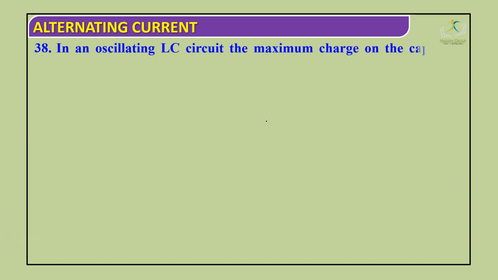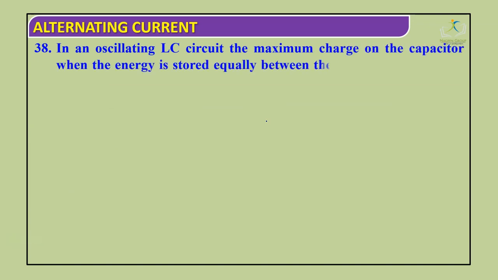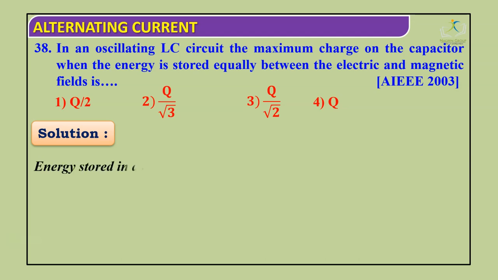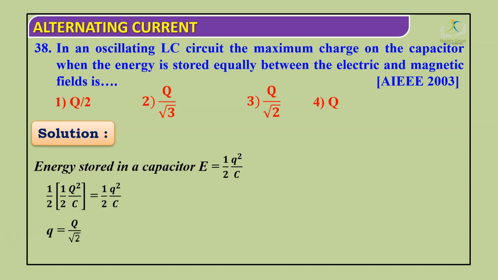Next, in an oscillating LC circuit, the charge on the capacitor when energy is stored equally between the electric and magnetic field is Q by root 3, Q by root 2, or Q. Solution: the energy stored in the capacitor is E equal to half Q square by C. So half q square by C is equal to half of half Q square by C, so q is equal to Q by root 2. So the correct answer is the third.